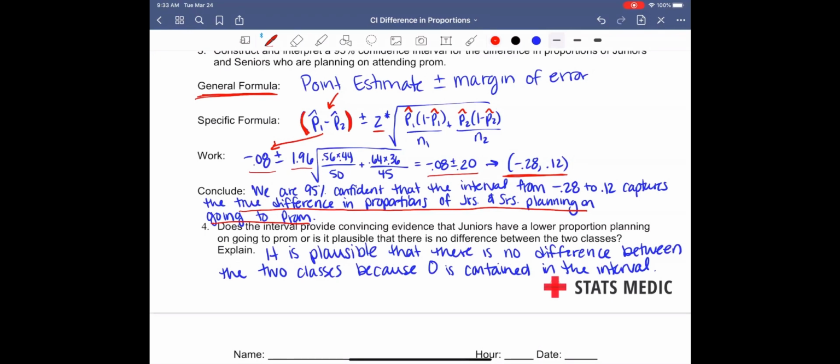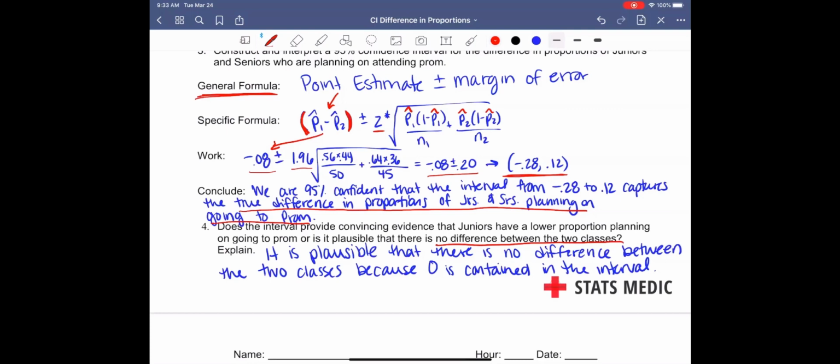So in this last question, we're asked to take our confidence interval and make a decision. Does the interval provide convincing evidence that juniors have a lower proportion planning on going to prom, or is it plausible that there is no difference between the 2 classes? Well, what type of value would we get if there is no difference between the 2 classes?